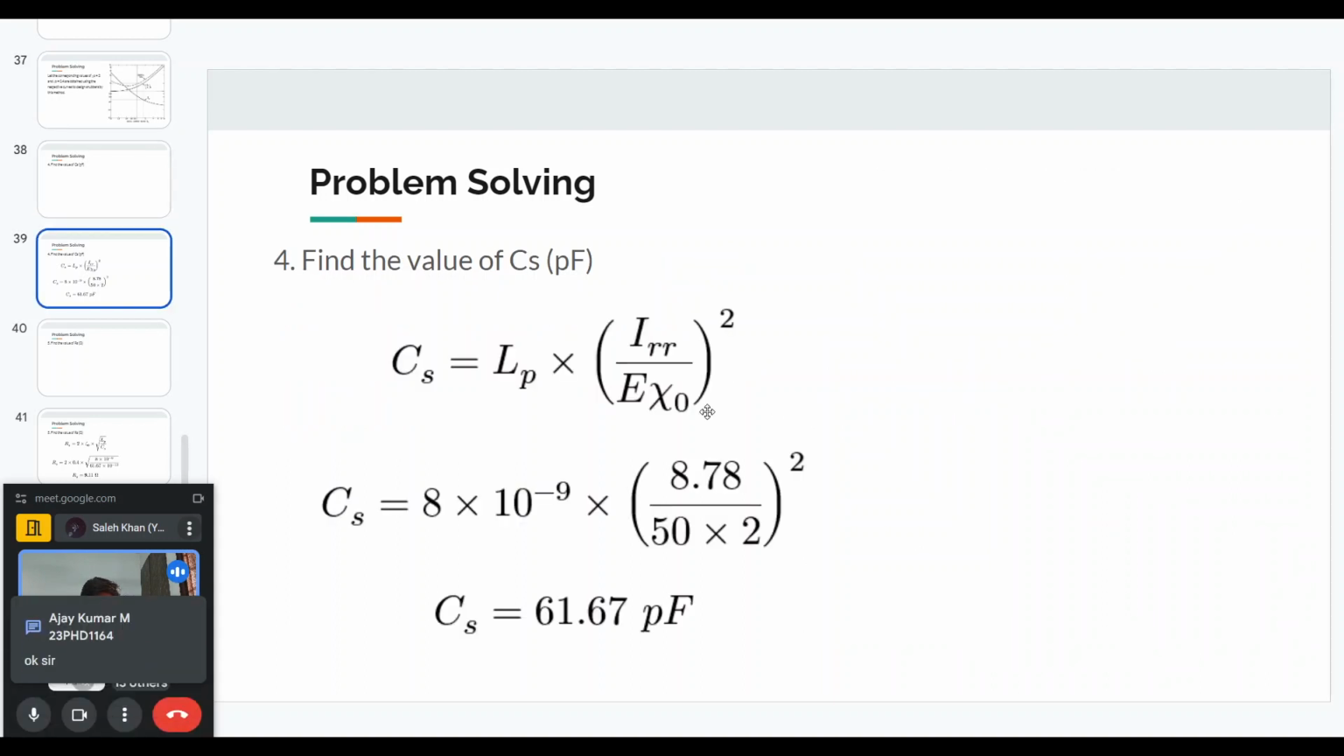Then we can use this expression to find Cs, which in this case comes as 61.67 picofarad. Here be careful that you use all the values in SI units. So LP is 8 nanohenry, so it will have a 10 raised to the power minus 9 term attached to it.